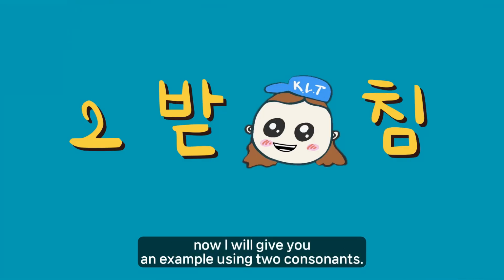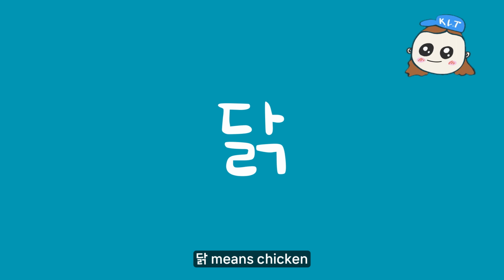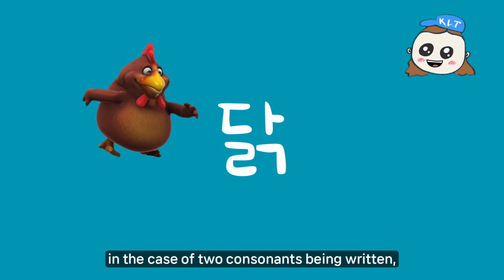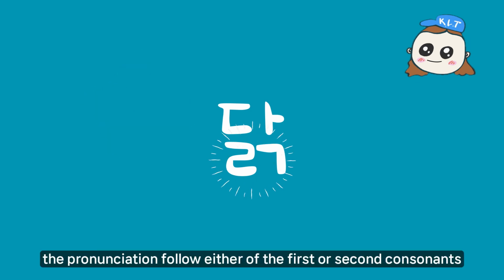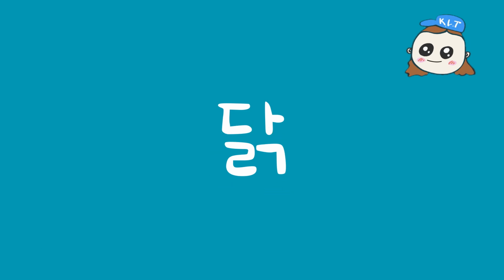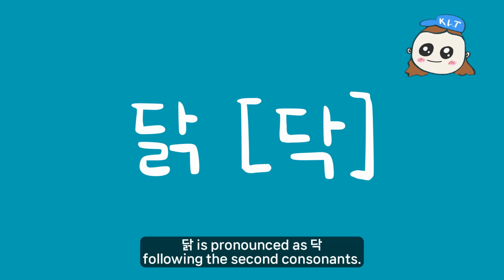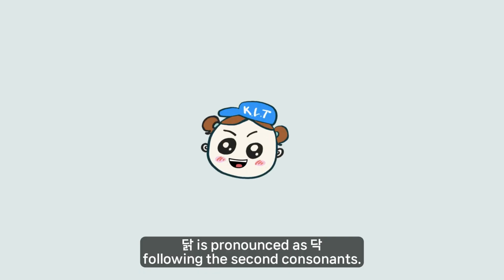Now, I will give you an example using two consonants. 닭 means chicken. In the case of two consonants being written, the pronunciation follows either the first or second consonant, depending on the word. In this particular case, 닭 is pronounced as 닭, following the second consonant.